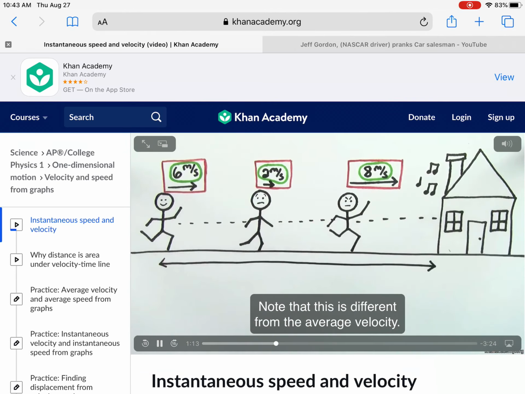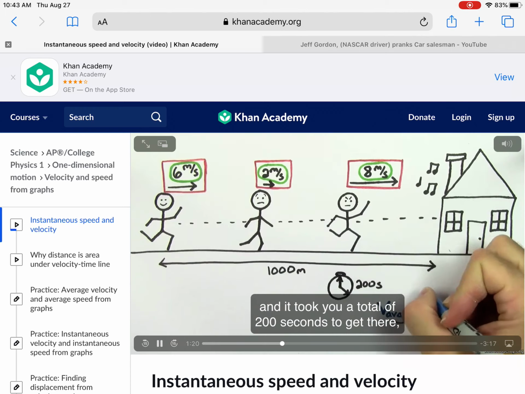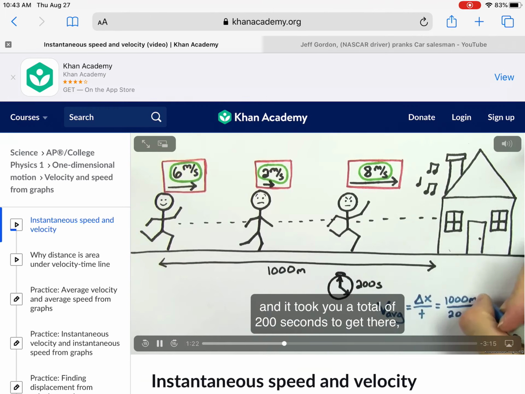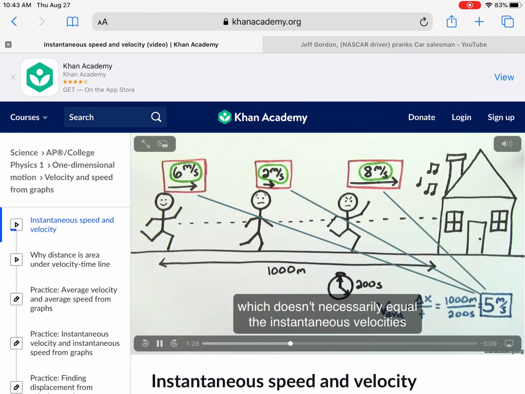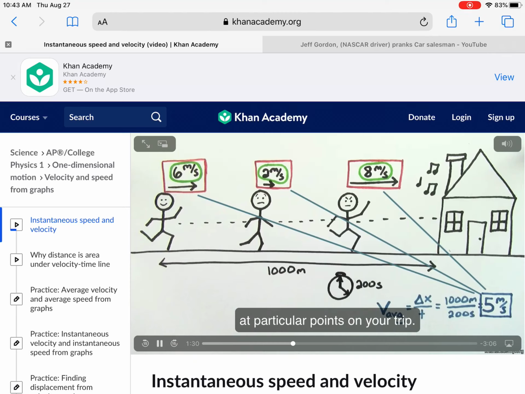Note that this is different from the average velocity. If your home was 1,000 meters away from school and it took you a total of 200 seconds to get there, your average velocity would be 5 meters per second, which doesn't necessarily equal the instantaneous velocities at particular points on your trip.